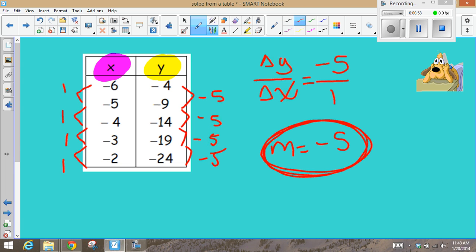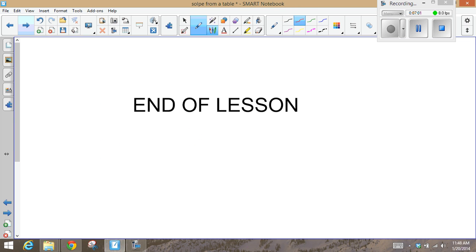Okay, so that is how you find the slope of a line from a table.